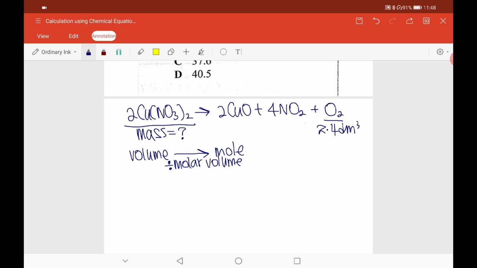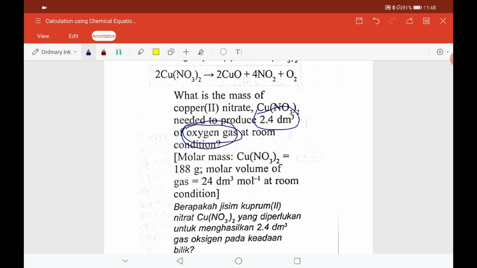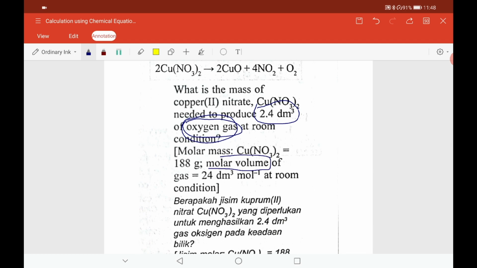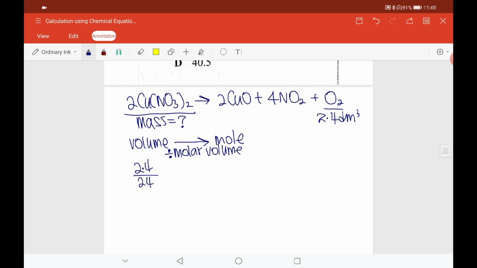What is the volume here? 2.4 divide. What is the molar volume? The molar volume is given as 24. So 2.4 divide 24, you get 0.1. Don't forget to put in the unit. Since we are looking for mole, the unit is mol. Now we got the mole already.